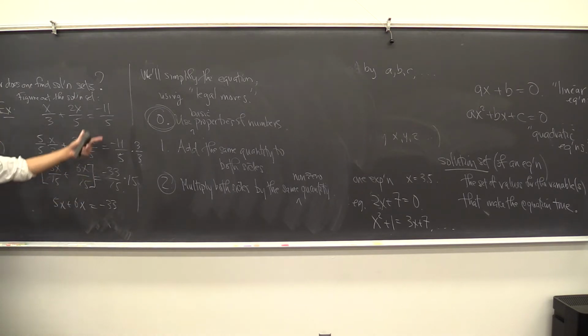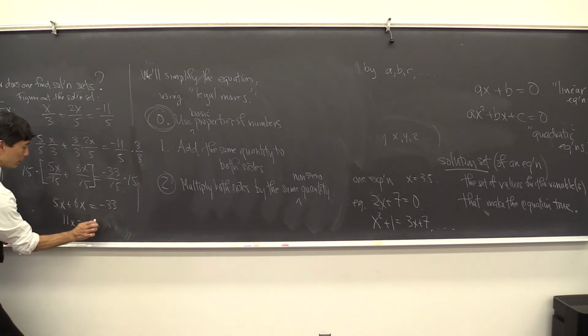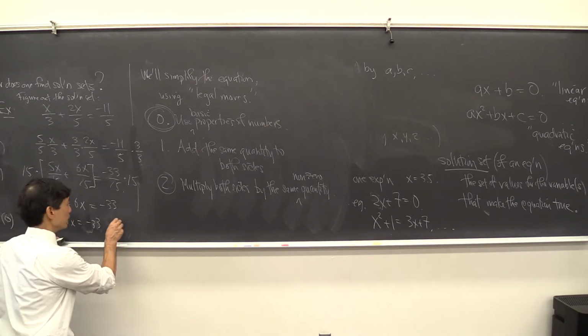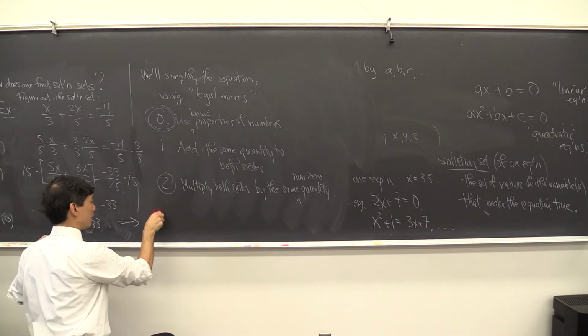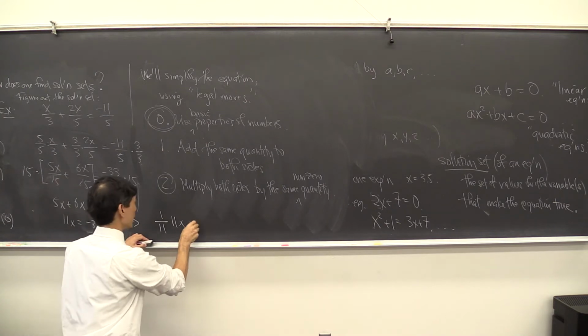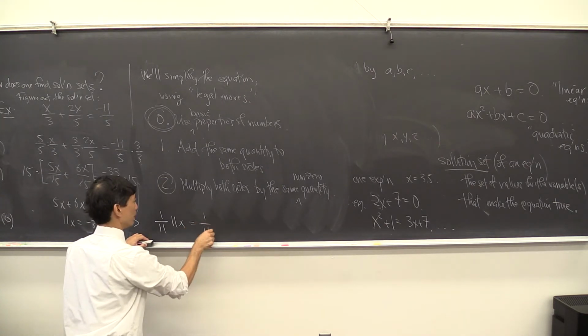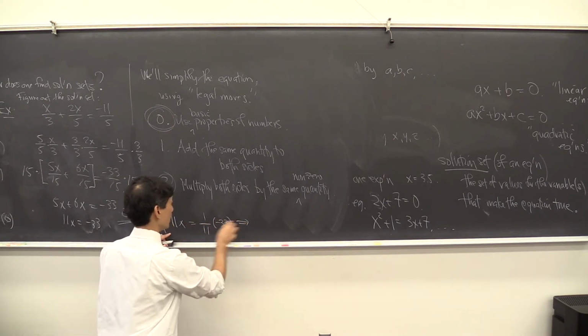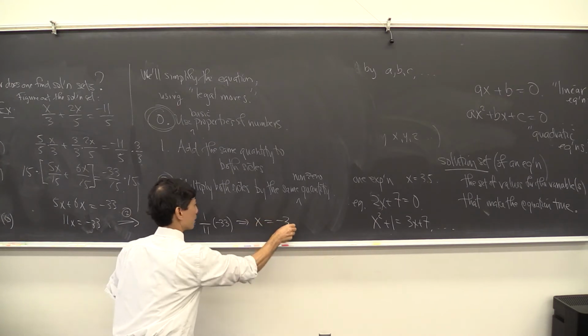I combine these together using basic properties of numbers, right? So 5x plus 6x is 11x equals negative 33, right? So that's here, basic properties of numbers, right? And then I'm going to multiply both sides by 1/11. Right? So then multiply both sides by 1/11, because that's okay by property number 2. Right? So I get negative 1/11 of negative 33. And that gives me this equation, x equals negative 3.